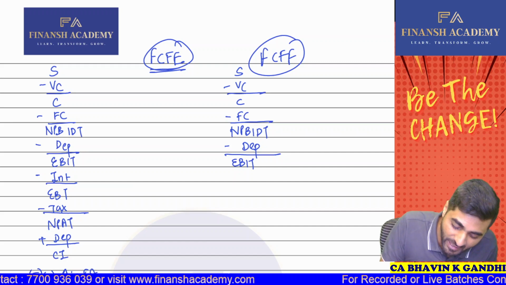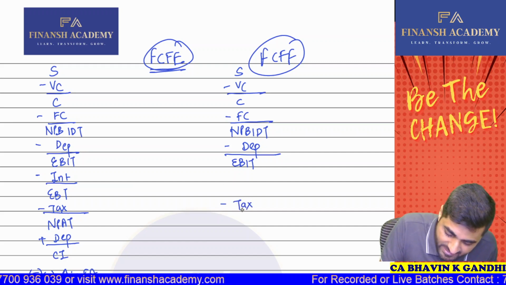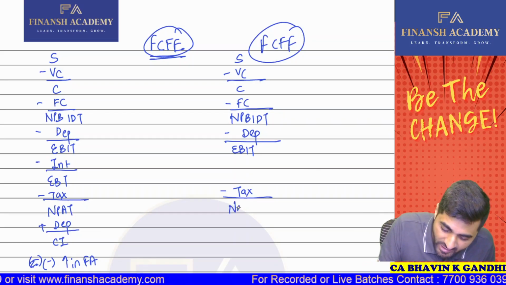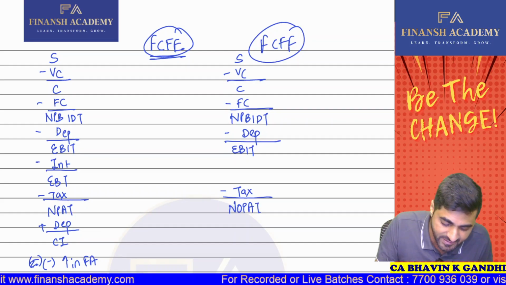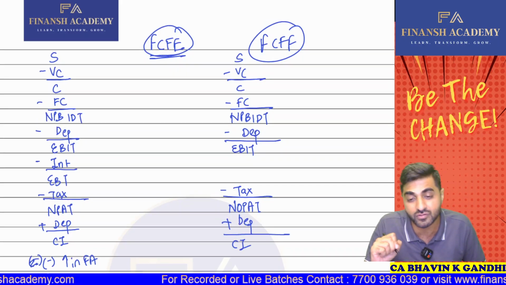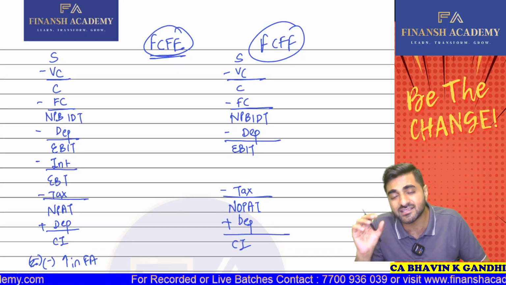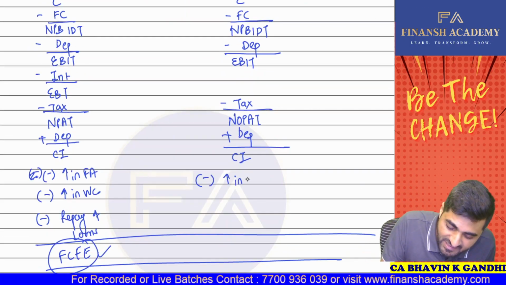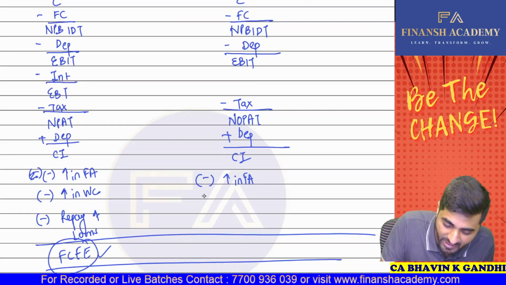So from the amount of the EBIT, we directly subtract what? Tax. So we get the post-tax operating profits, which is called net operating profits after tax. Then to this, we again add back the amount of depreciation, and we get the cash inflows. This is the cash inflow which now needs to be adjusted: if any fixed assets are purchased, yes, definitely we subtract it.